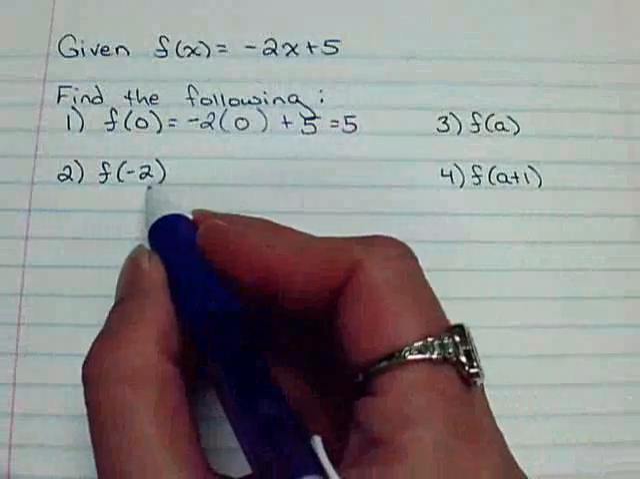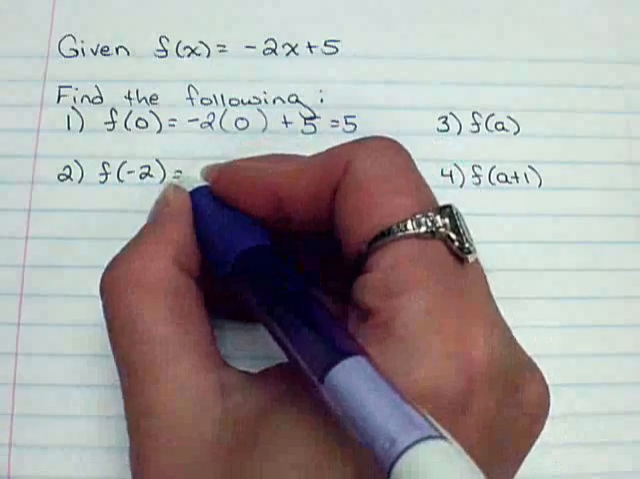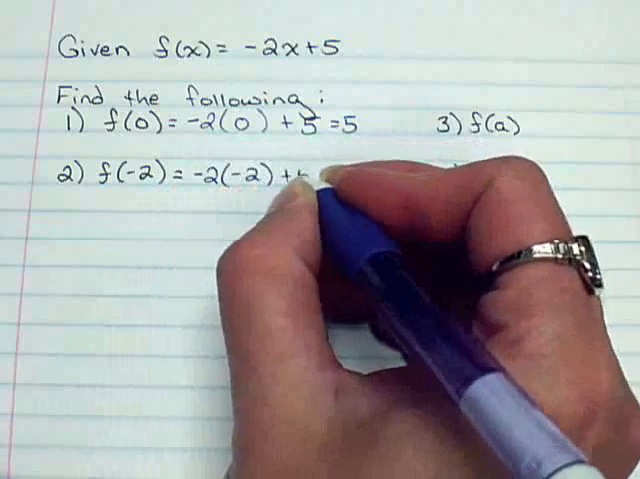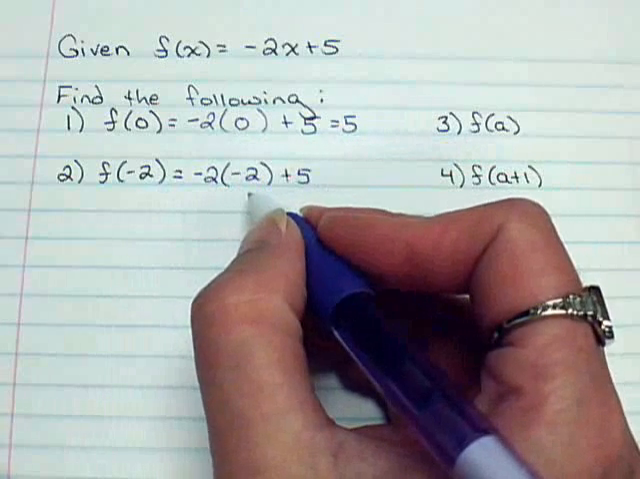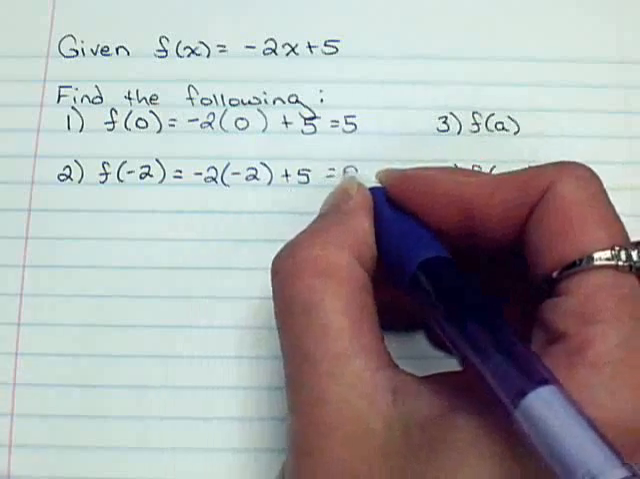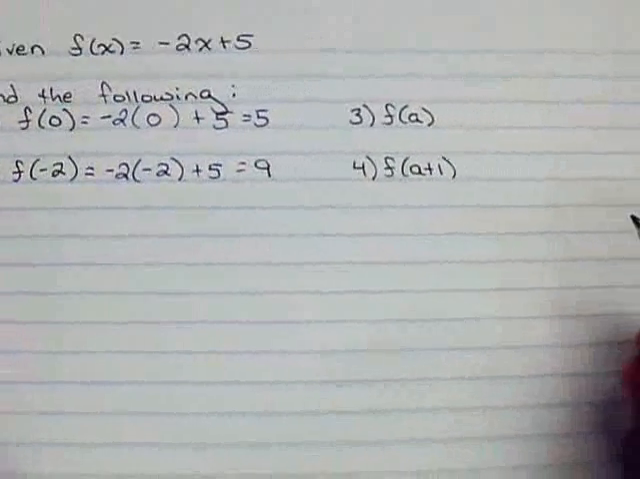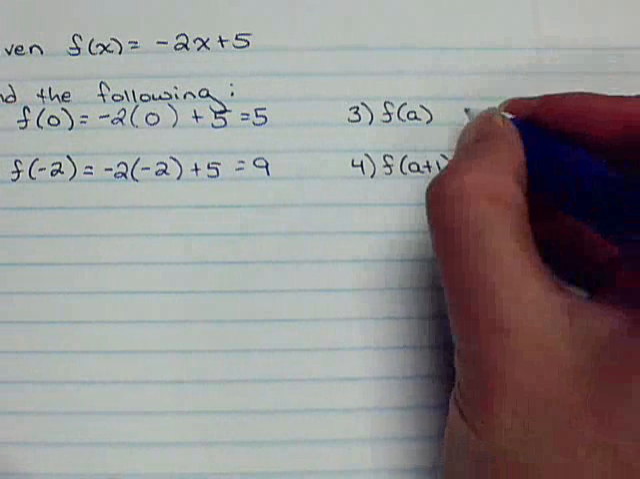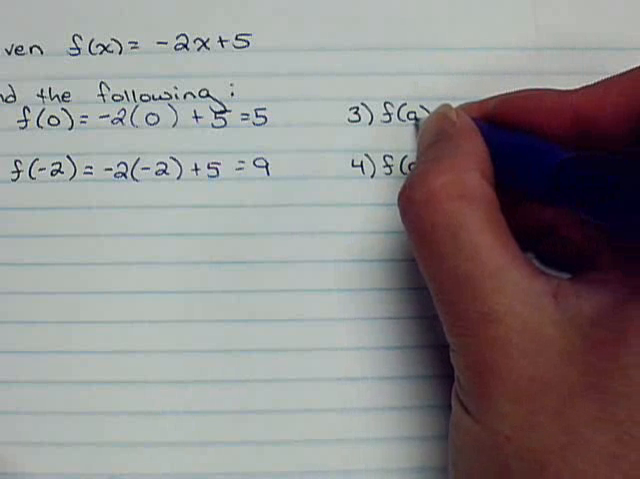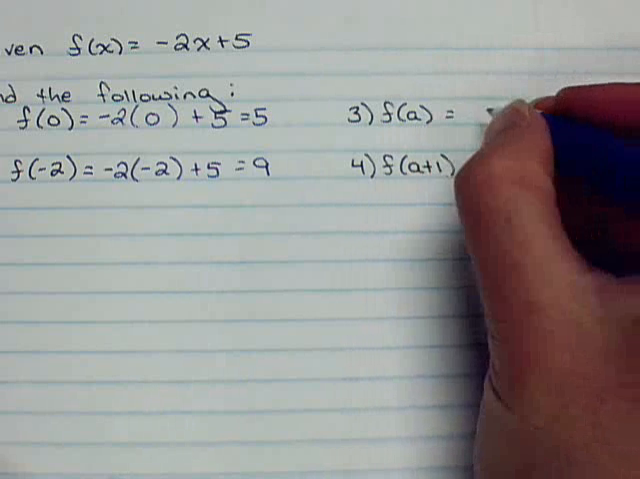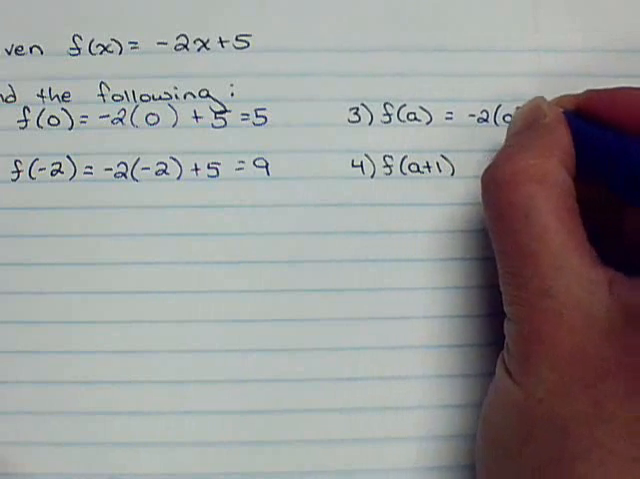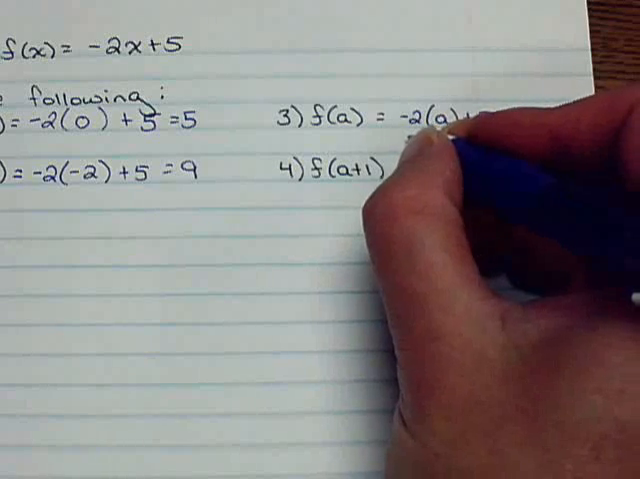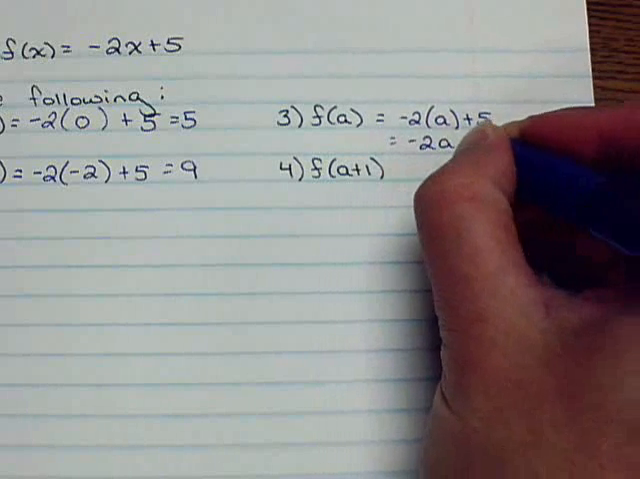Now let's look at the next one. -2 is my input. The rule still says -2 times my input plus 5. -2 times -2 is 4, plus 5 gives me 9. Now, this looks a little bit different. Same thing though. It says that my input, -2 times my input plus 5. Well, really, that's just -2 times A plus 5.